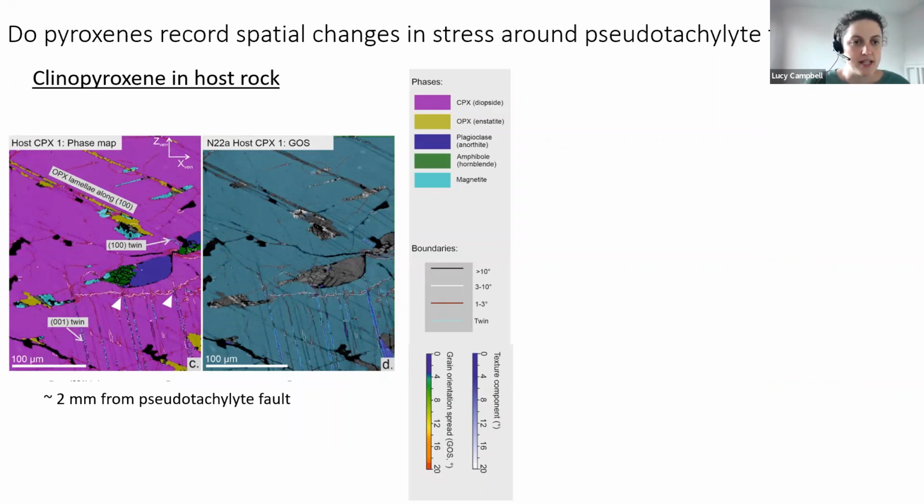So this is an EBSD map, a phase map on the left, and a map of grain orientation spread on the right, which show typical microstructures of clinopyroxene in the host rock. And typically it's mostly twinning. There's not too much else going on, to be honest. And that twinning we can see in thin sections which have a pseudotachylyte fault in them, but we don't see the twinning so much in samples that were taken away from the pseudotachylyte faults. So already we think there's some kind of spatial association there with twinning.